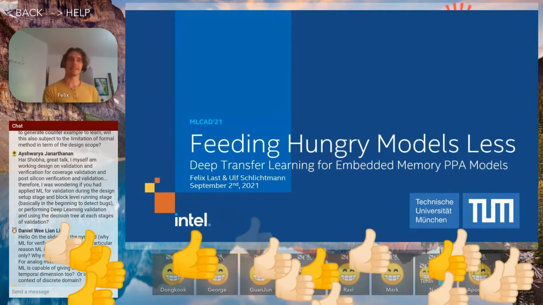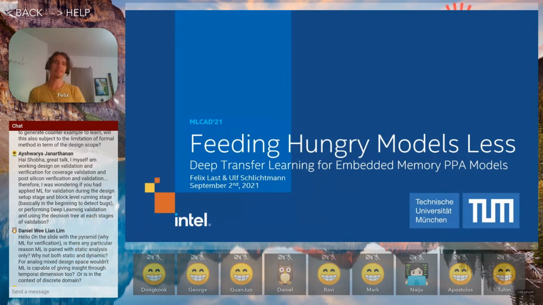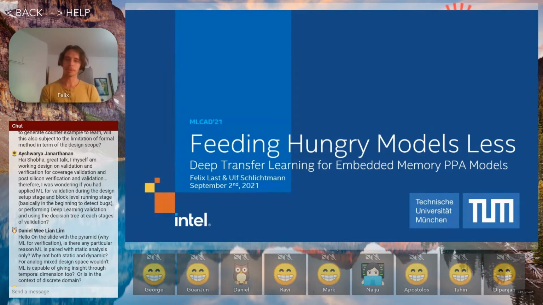Awesome. Okay, so yes, today we have a special session talk here about our paper titled Feeding Hungry Models Less. And the topic is specifically about applying deep transfer learning for embedded memory PPA models.